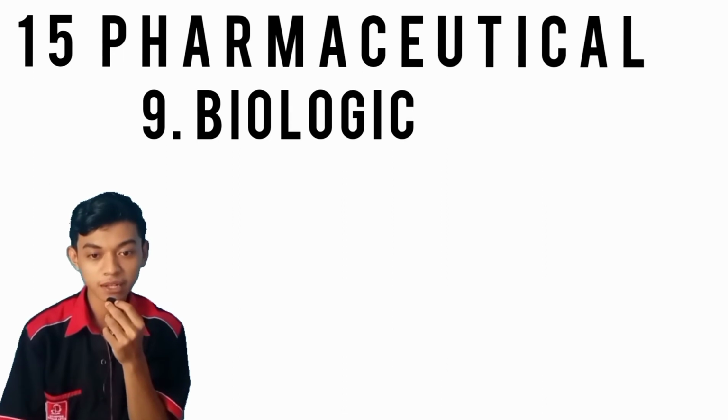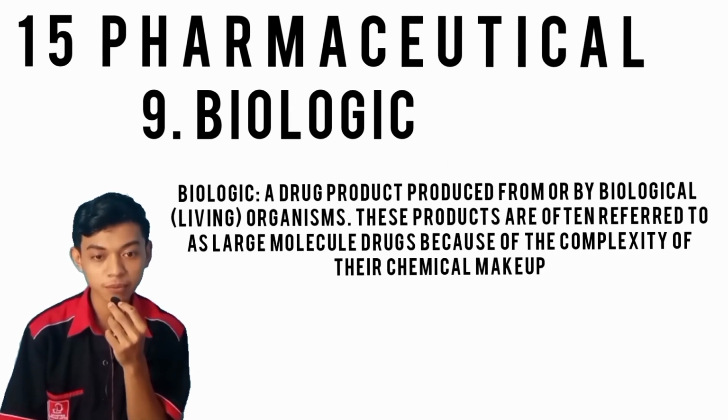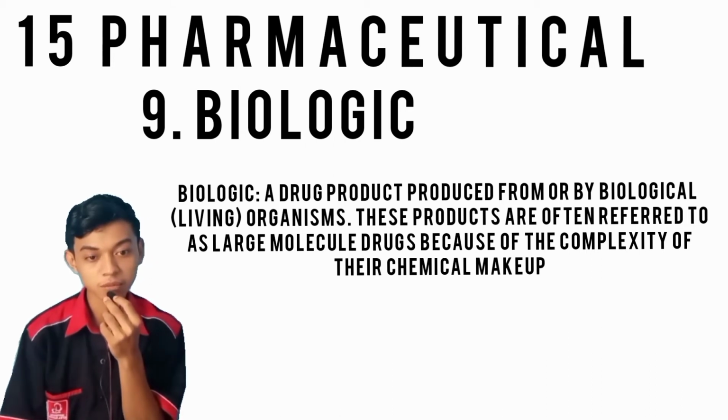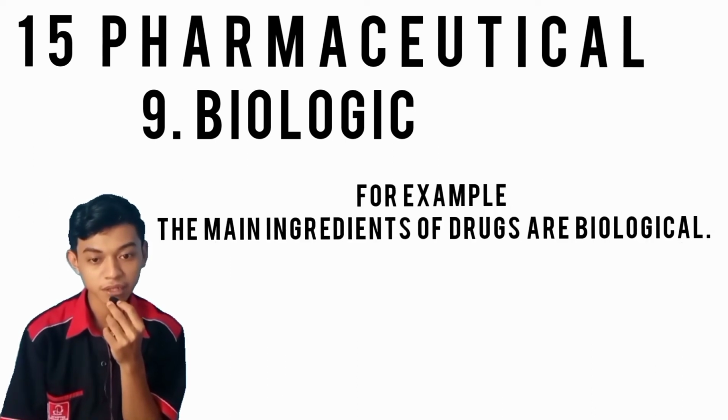Number 9. Biologic. Biologic is a drug product produced from a biological organism. These products are often referred to as large molecule drugs because of the complexity of their chemical makeup. For example, the main ingredients of drugs are biological.